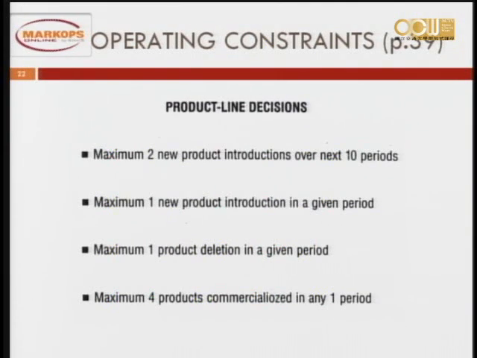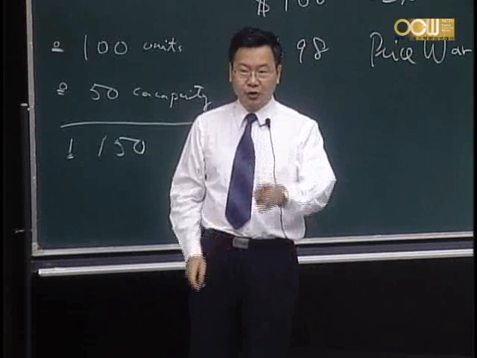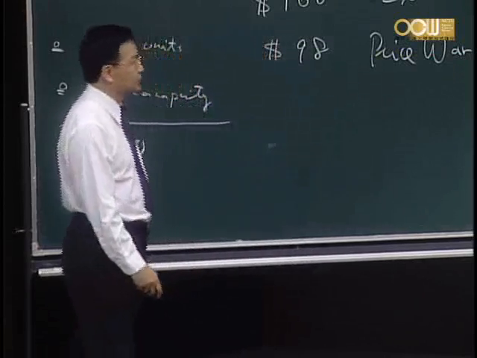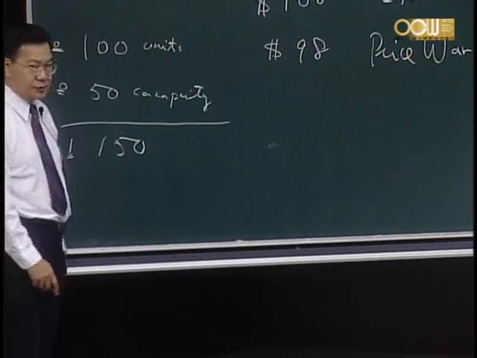Maximize 1 product deletion in a given period. The same. So you delete 1. So you take a dog out and bring in the one that you feel is a star. So obviously the idea is very similar. I take my dog away. I bring the star into my portfolio. That's what it says. In general, maximize 4 products commercialized in any period. So in your computer, you are allowed to have 4 products at the same time. Very easy. All right. So 2, 1, 1, 4. Right now, if you look at the wizard, it only has 3. So you can bring another new one there. Okay. This is about the operating constraints.